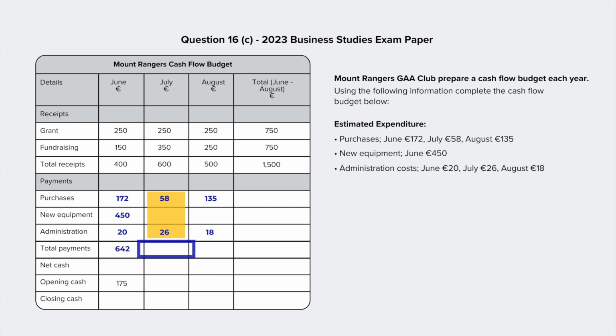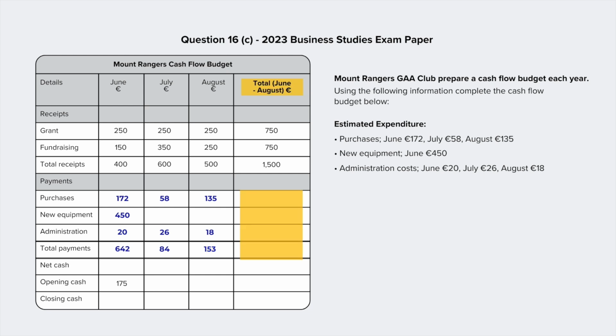Moving on to July, we've purchases of €58 and admin costs of €26, which adds up to €84 in total expenditure in July. Next we have August, which we spent €135 in purchases, €18 in admin cost, which leaves us with a total expenditure in August of €153. Now, with all our payments and the total payments entered and calculated, we have one more step to do in this section, and that is to add our totals for June, July and August into the last column.